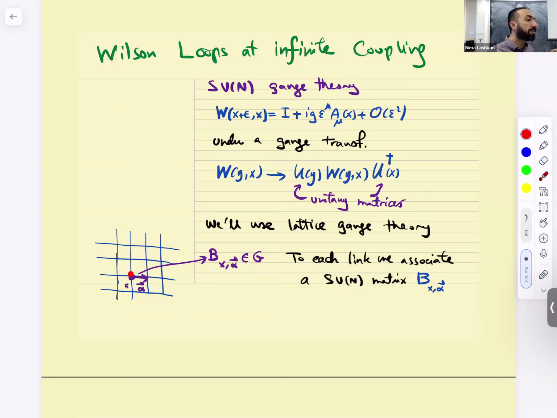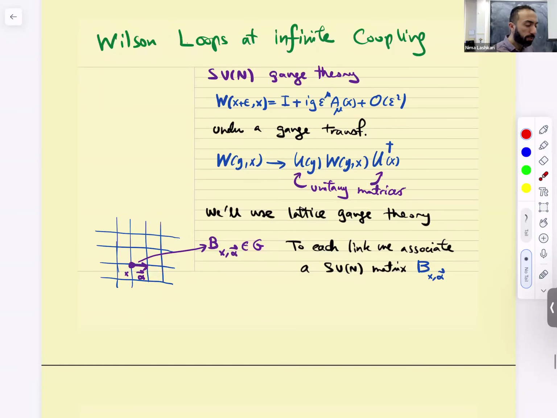Traversing in the opposite direction is U dagger. Why is that? Because it's a connection. If I start at this point, go here, come back, it should be identical. So if this is U, this is going to be U dagger.